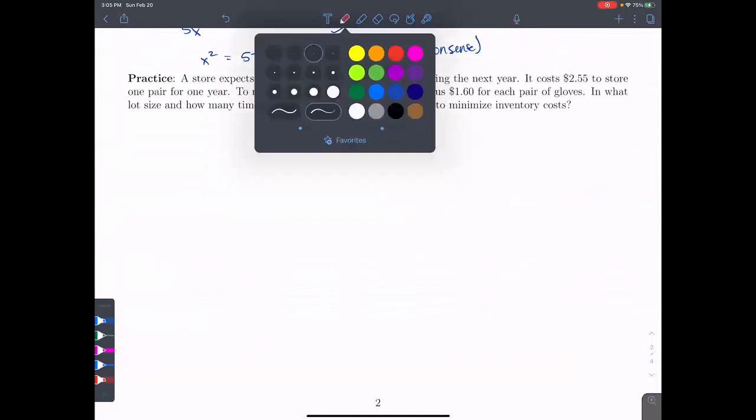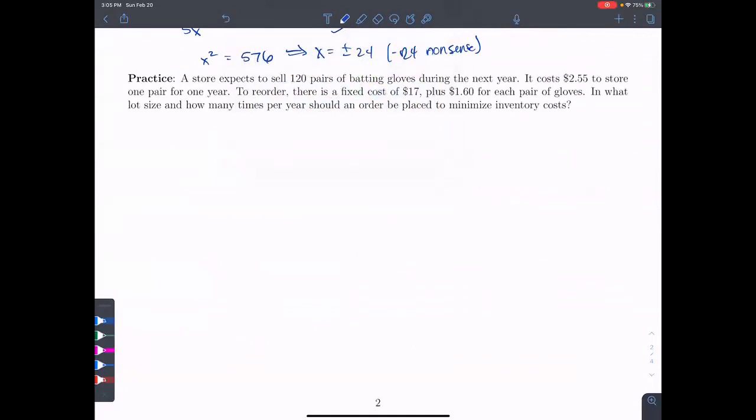Now we have: a store expects to sell 120 pairs of batting gloves during the next year. It costs $255 to store 1 pair for 1 year. To reorder, there's a fixed cost of $17 plus $1.60 per each pair of gloves. And what lot size and how many times per year should an order be placed to minimize inventory costs? Okay, so we have a similar situation going on here. It's $255 for the storage, and we're going to hope about half of the lot is in storage at a time.